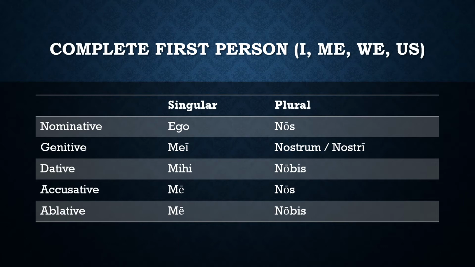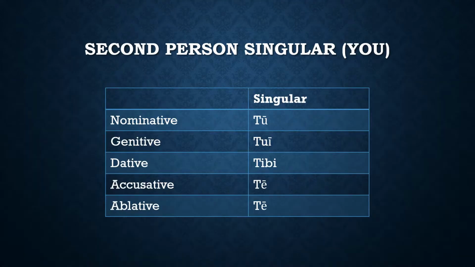And so we see here all the forms of the first person personal pronouns, the singular word being ego and the plural word being nos, and the various forms of each of those words. For the second person singular, which in English is the word you, we have the word tu. The genitive is tui, the dative tibi, and both the accusative and the ablative are te.